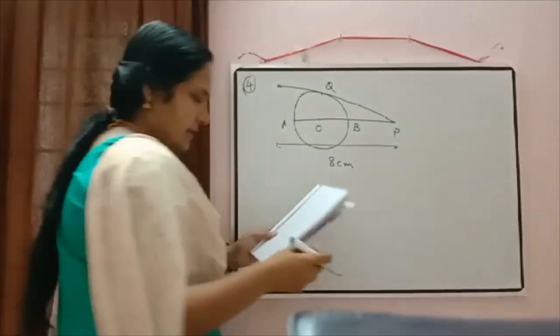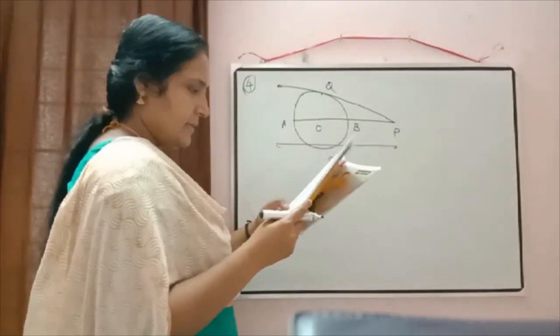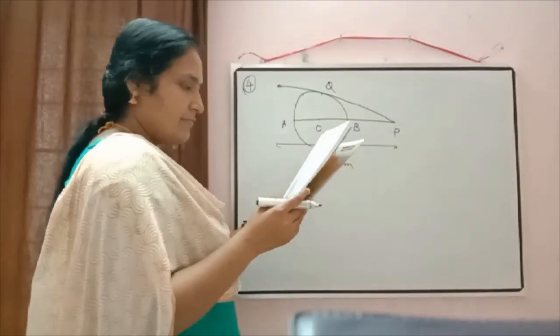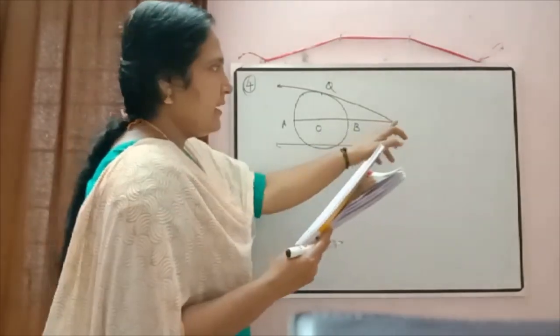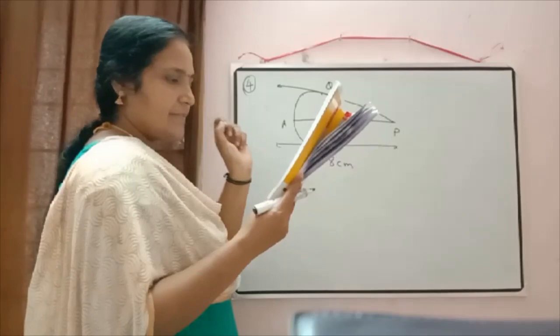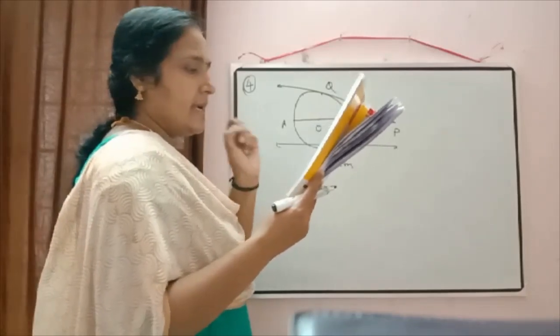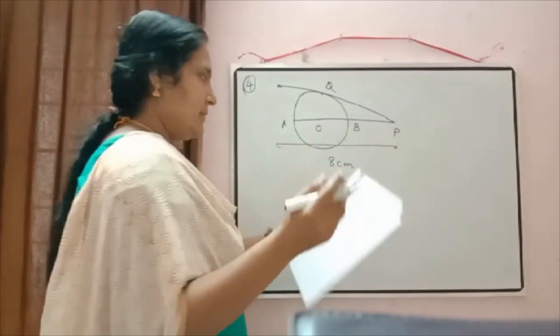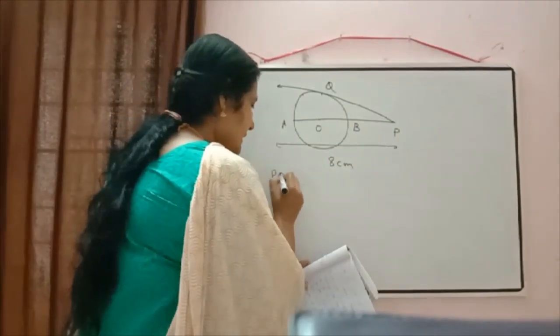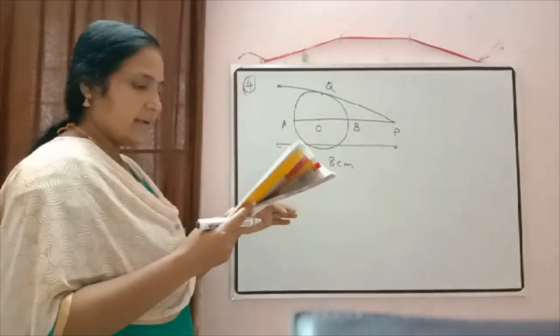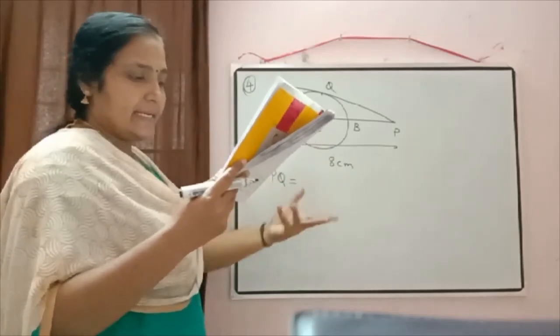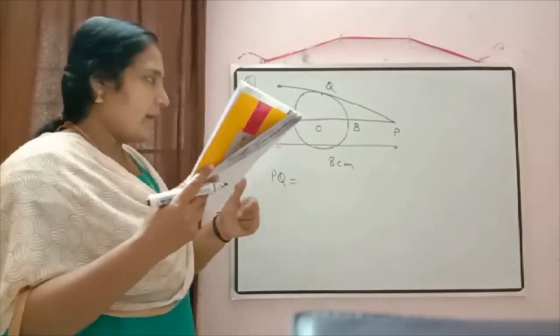AP is equal to 8 centimeter, and there is only one tangent, that is PQ. The length of the tangent exceeds the radius by 1 centimeter. Exceeds means greater than. We have PQ as the length of the tangent, so PQ is greater than the radius by 1 centimeter.